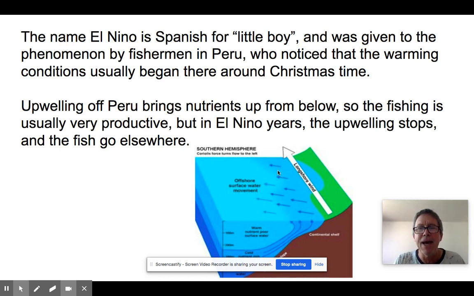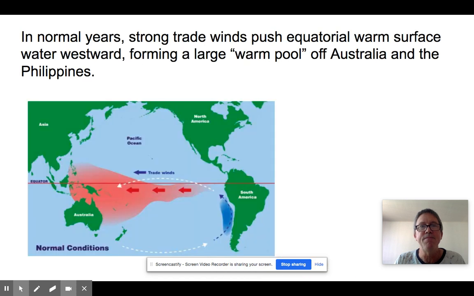And you end up with this patch of ocean that's super, super productive until El Nino happens. And then there's no more upwelling, so all the productivity stops. The fish migrate away, and the whales swim away, but the people don't, and the people go hungry and they get upset. Okay, and that's called El Nino.